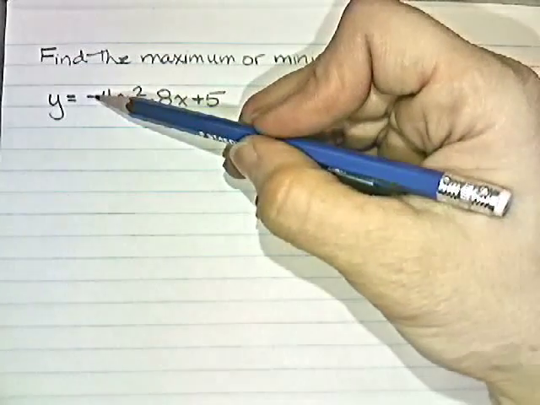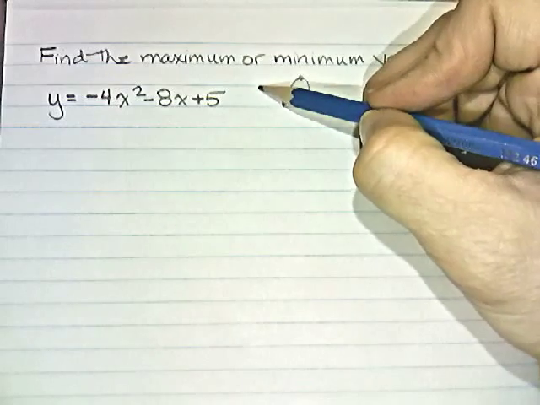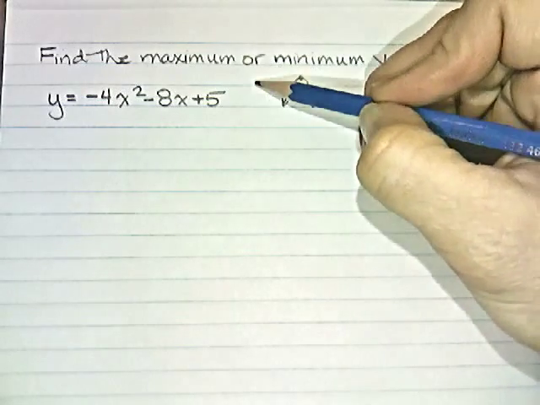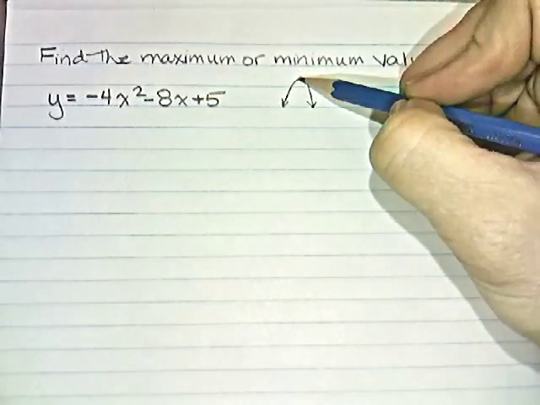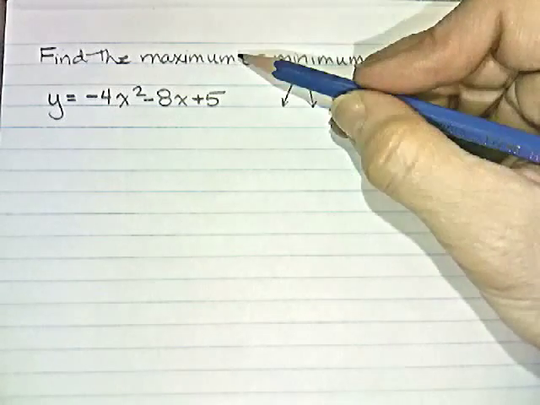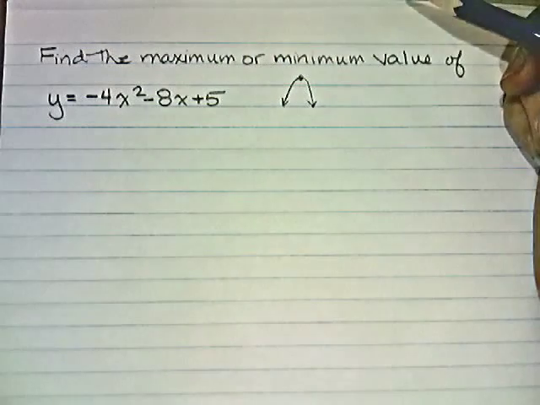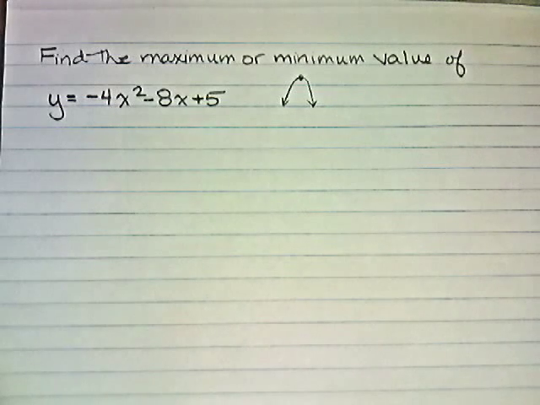If this had been a positive leading coefficient, then my parabola would have had its normal opening up, and I would have hit a minimum value on a regular parabola. So, finding the maximum or minimum value.